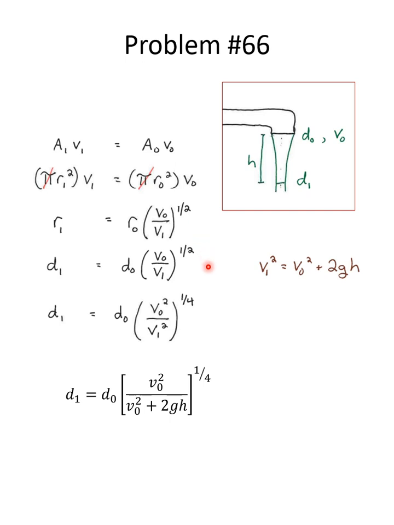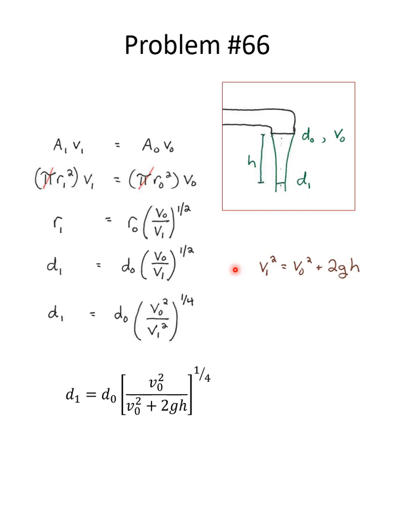Now, if you multiply both sides of the equation by 2, you get diameter, because the question is asking about diameter. And so just multiply both sides by 2. Now it's D1 equals D0 times the square root of V0 over V1. And at this point, we need to think about the free fall of an object, the free fall of that water. So remember back to our kinematic equation that V1 squared is V0 squared plus 2gh. So we're going to make that substitution in the denominator.